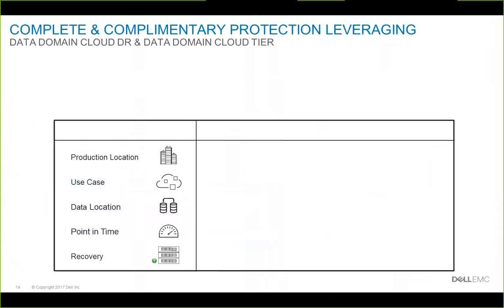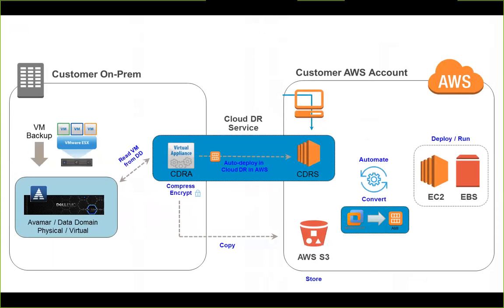So again, just from a high level, on the left-hand side, you have a customer. They have on-prem backups. You have Avamar, which could be virtual or physical, with Data Domain or without Data Domain. I back up the VM. It reads the VM and sends it to its virtual appliance. It compresses and copies it, and sends it to the AWS S3 bucket. The CDRA communicates with the CDRS, so it deploys it in AWS.